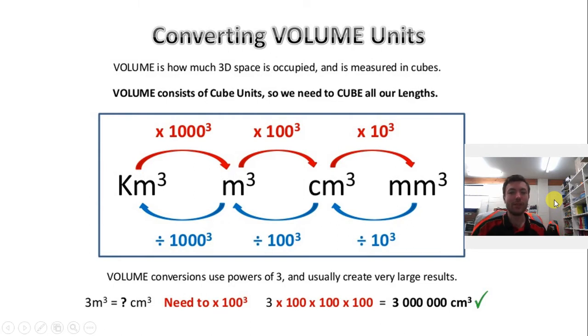And we're going to get big numbers. Because we're either cubing it for volume or squaring it, we're going to get really big numbers or really small numbers. So don't be worried about that.